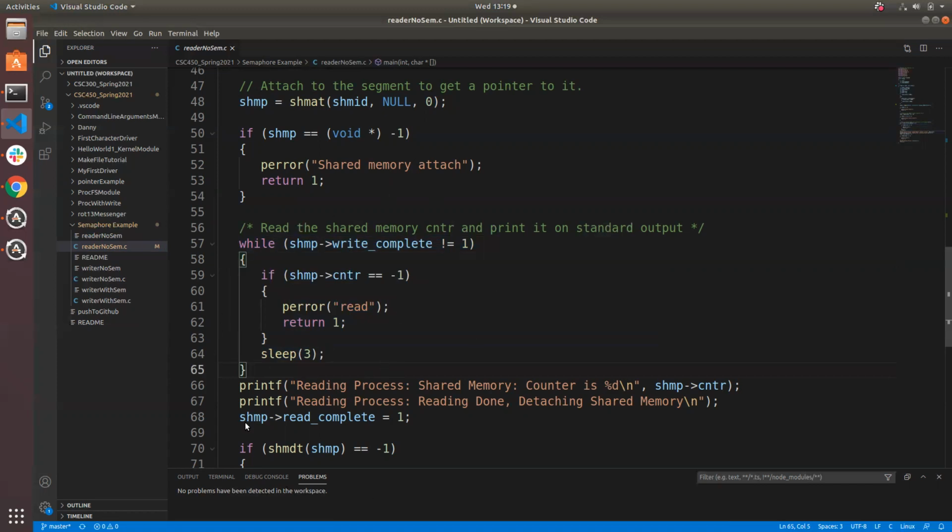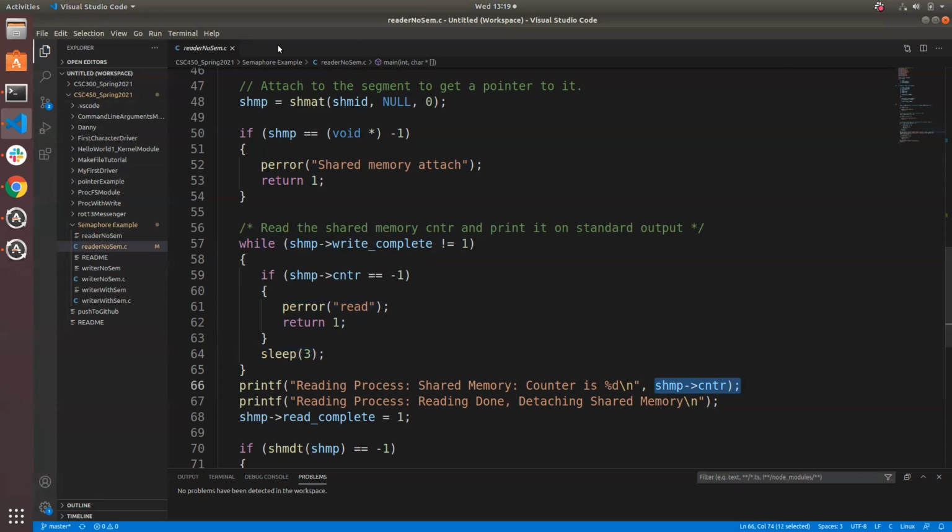So when it's finally his turn, when the write complete is set, inside, oh, this was our error message, that's fine. He's sleeping for, we decided, 3 seconds last time. So he's checking every 3 seconds to see if whoever's writing has finished. As soon as they mark that they're finished, he spits out what he thinks the counter is. That's what the reader does.